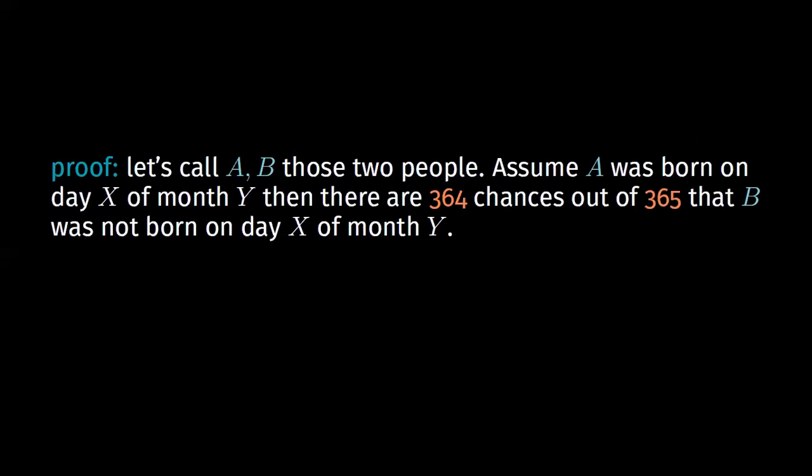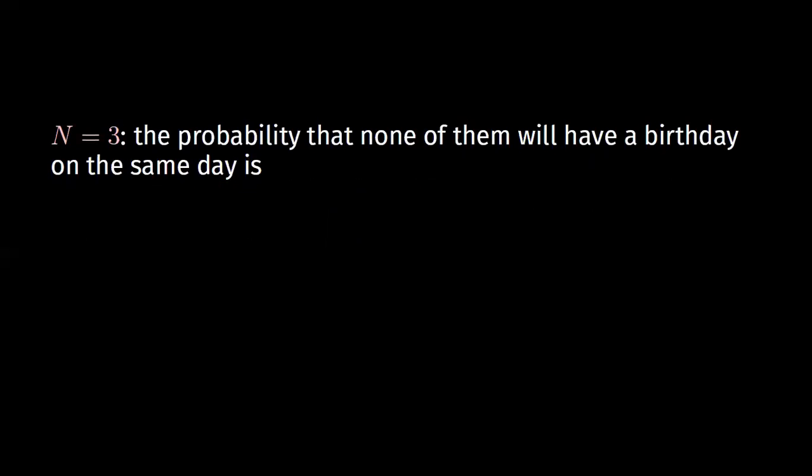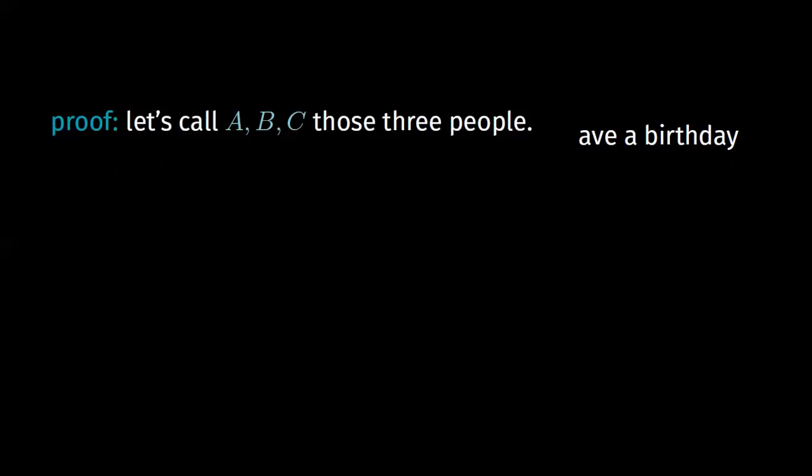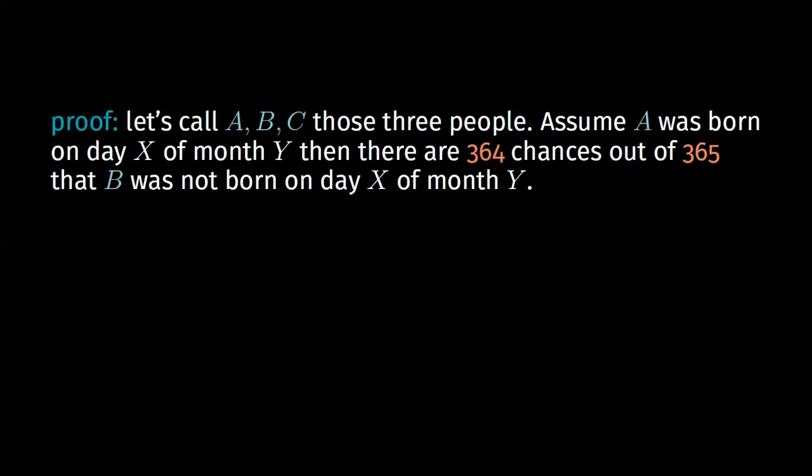The case n equal to 3 is pretty much the same. The answer is 364 over 365 times 363 over 365, which is more or less 99.2%. Now we are going to explain this. The proof is more or less the same as before. Let's call A, B, and C those three people. Assume A was born on January the 1st.